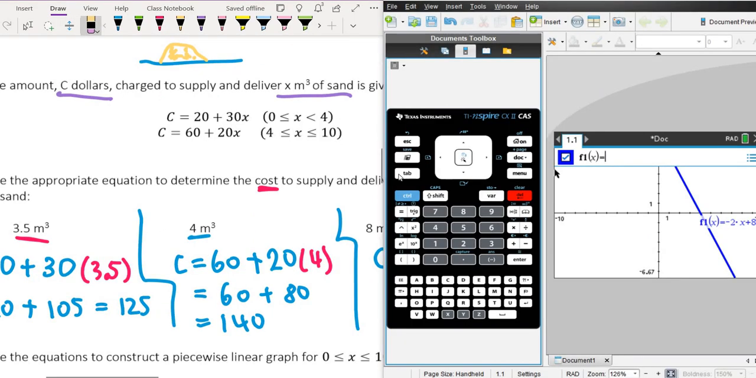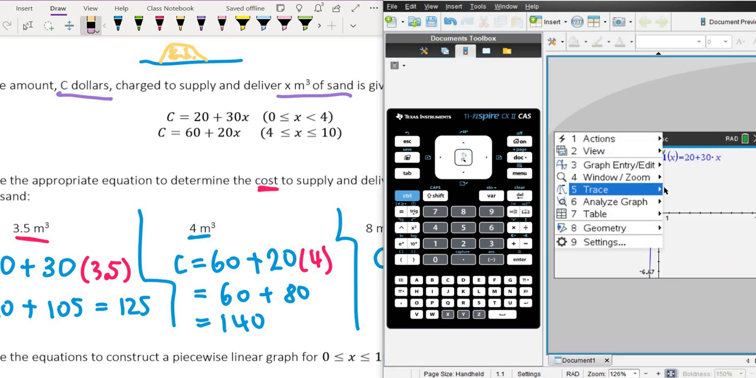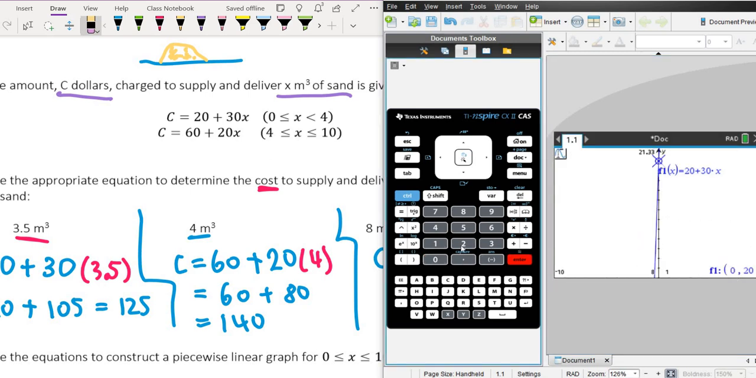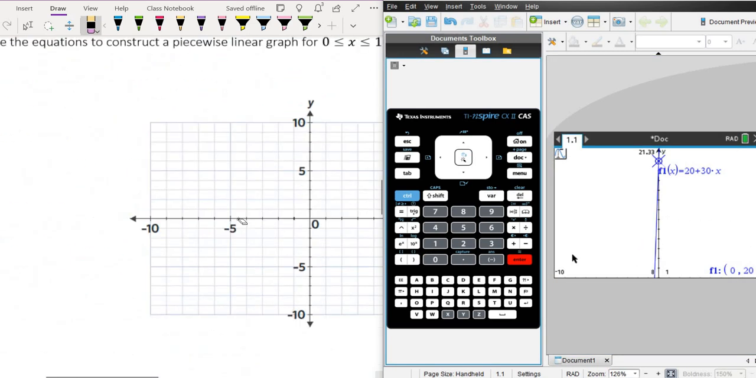And so again, for the first part of the equation, we want to do 20 plus 30x. And it's only between 0 to 4. So if we go trace, graph trace, 0, enter, it starts at 0, 20. So that's our first point.